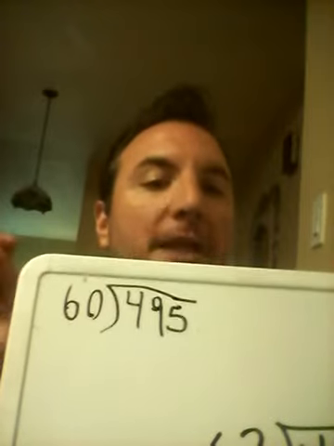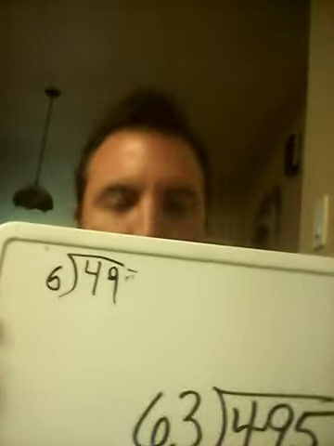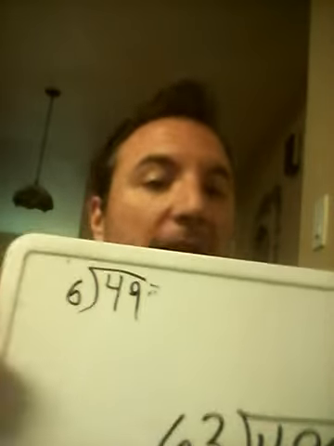We're going to eliminate the ones columns on both numbers in this section right here. We're going to eliminate the ones digit. So in the 60, we're going to get rid of the 0. And in the 495, we're going to get rid of the 5. So now this problem becomes 6 divided into 49, right? So now it's a little bit easier.